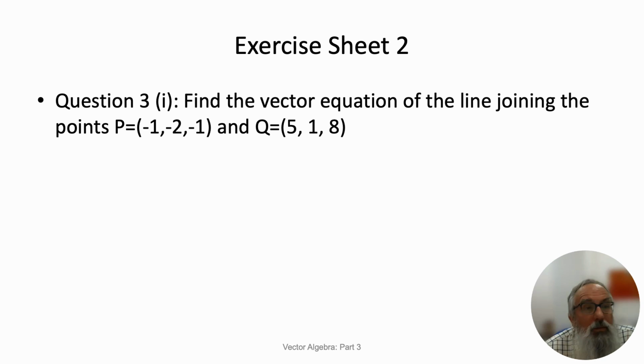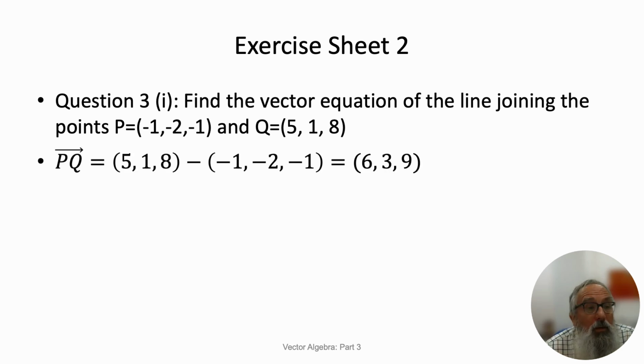Okay, we're going to look at some examples here. This example is find the vector equation of the line joining 2 points P and Q. Pretty straightforward. This is quite a standard sort of question for equations of lines. So we have 2 points. We need a vector that is going to be in a line joining those 2 points. So the easiest thing to do is calculate the vector between those.